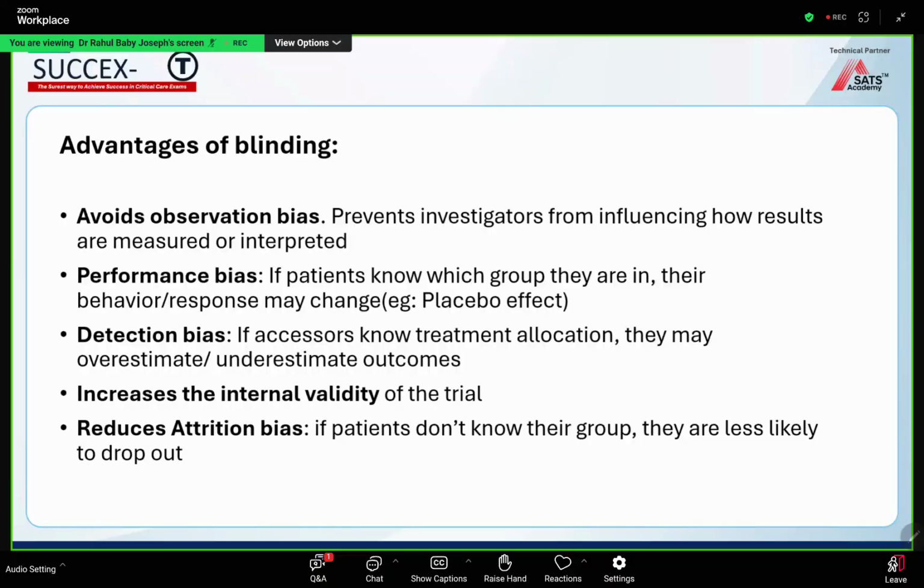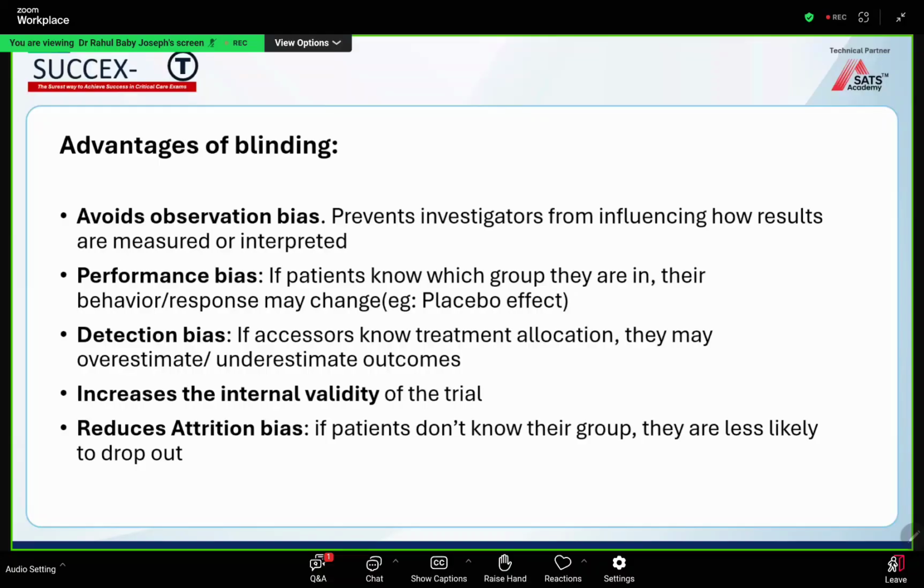So the advantages of blinding: it avoids observation bias. It prevents investigators from influencing how the results are measured or interpreted. In performance bias, if the patient knows that they're in the treatment group, their behavior or response may change, so blinding avoids this performance bias. It avoids detection bias. If the assessor knows the treatment allocation, they may overestimate or underestimate the outcomes. So blinding can increase the internal validity of the trial, and in certain cases, it can reduce attrition bias.